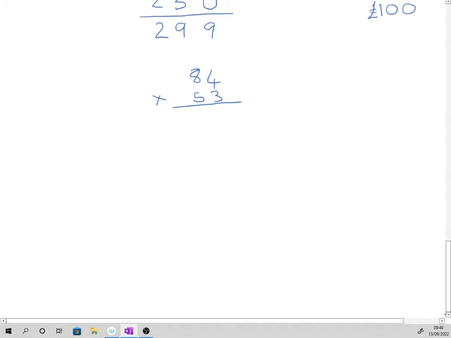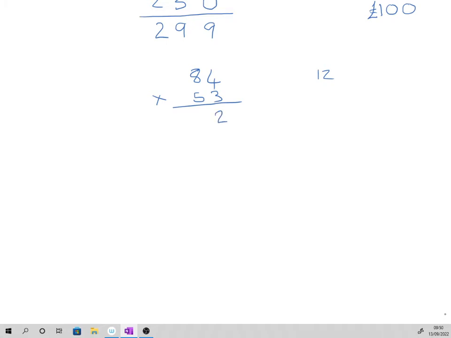Right, so 84 times 53. We start with the 3, and we go 3 times 4 is 12. But 12, that's a double digit. What do we do with this? Well, same as when we're adding, we put the 2 there and we've got 1 to carry over. Then we do 3 times 8, which is 24. Add the 1, which is 25.